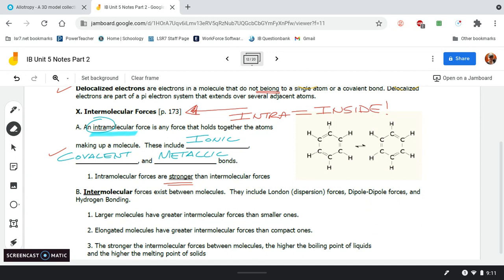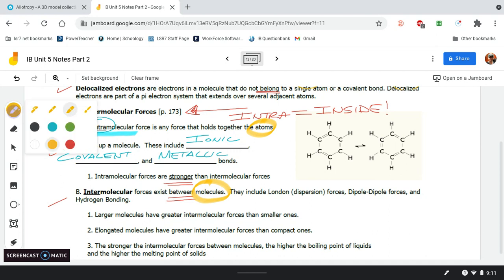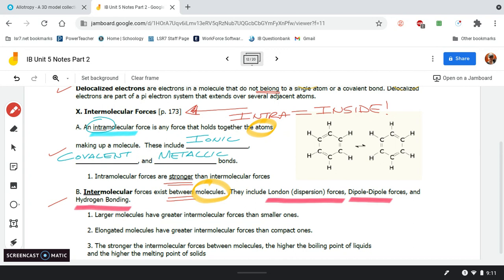So the difference is B, intermolecular forces. We're going to be looking at the bonds that exist between molecules. So the key word here is that we're holding molecules together, or we're holding atoms together. You hold atoms together with bonds, you hold molecules together with these intermolecular forces. And so there are 3 of them. You do need to memorize them. They're going to be on the test. London dispersion forces, dipole forces, and H bonds. All right, so there are 3 of them, and you're going to need to know what they are.